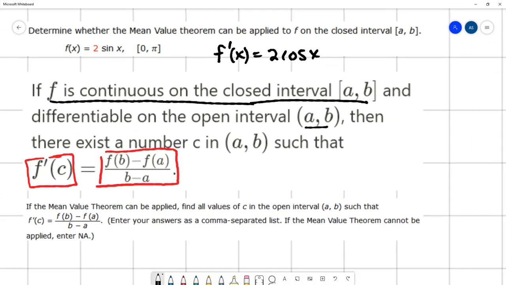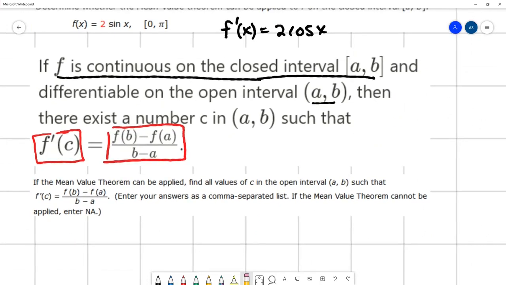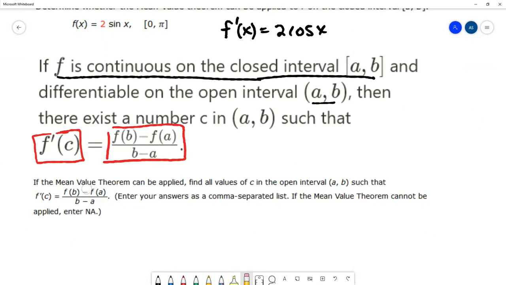So now that we've established that mean value theorem can be applied, we want to find all values of c in the interval from a to b that the derivative at c is equal to f of b minus f of a over b minus a. So essentially we've got an equation to solve here. What I want to do is work out the right-hand side of this, f of b minus f of a over b minus a. That's going to be f of pi minus f of 0 over pi minus 0.